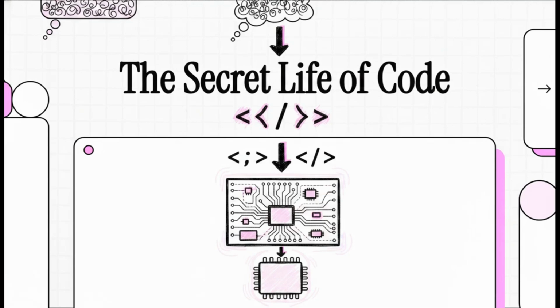Welcome to this explainer. Have you ever actually stopped and just thought about how that box of metal and silicon sitting right there on your desk actually understands what you're telling it to do? It's a completely fascinating question. And today, we are going on an incredible journey. We're going to descend all the way from the abstract, highly logical world of human thought and programming languages straight down into the literal, physical world of a processor.